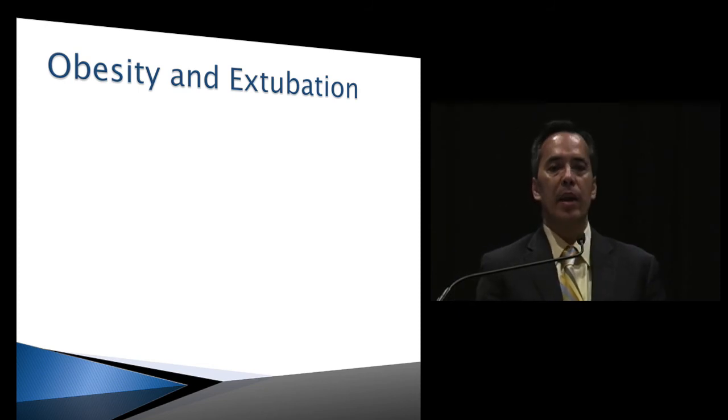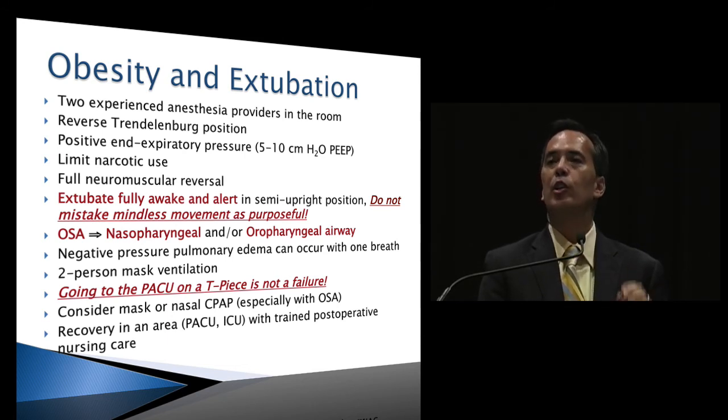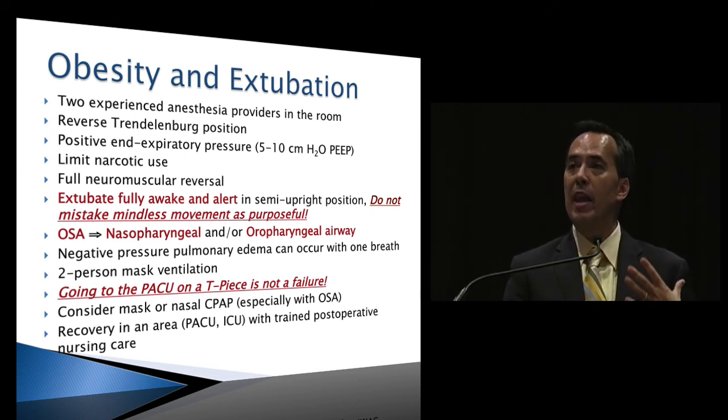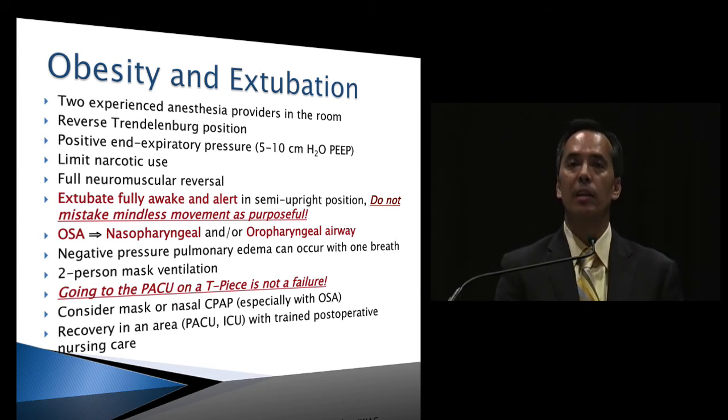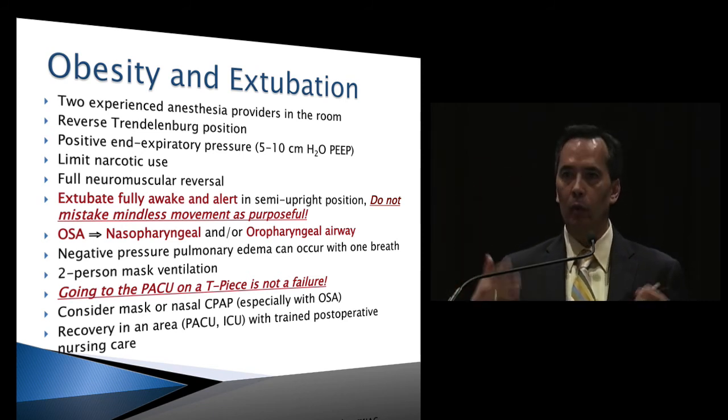So what about extubation? Remember we talked about the Michigan series where you had problems with extubation, recovery, and emergence. So you want two experienced anesthesia providers in the room. Reverse Trendelenburg position. Use PEEP, positive end expiratory pressure, so that you can expand those atelectatic areas. You want to limit your narcotic use, give full neuromuscular reversal, and make sure that you extubate fully awake and alert. Just because they're grabbing at the tube doesn't mean that they're fully awake and alert.